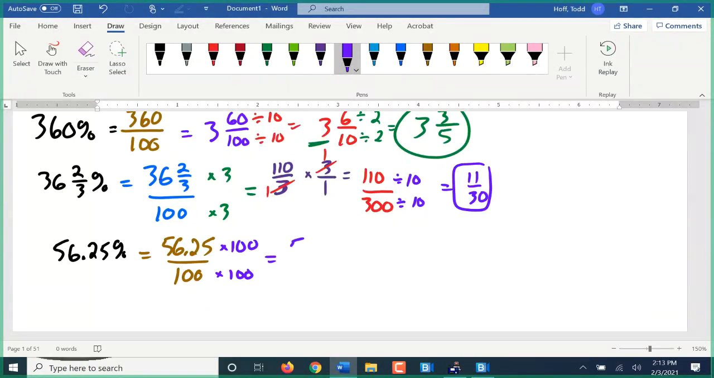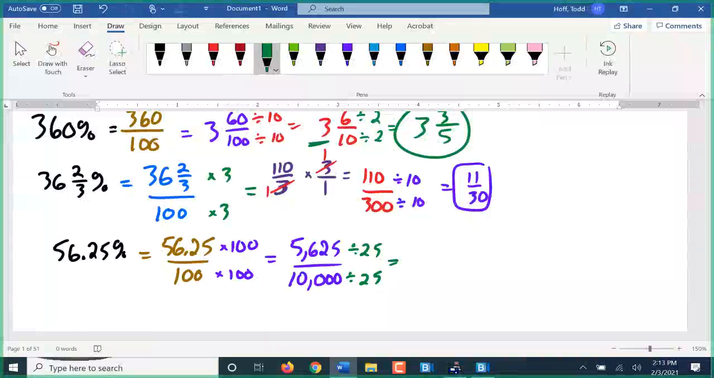56.25 times 100 is 5,625. 100 times 100 is 10,000. Now we have some ginormous numbers here that we're going to have to reduce. What can both of those be divided by? I see 5, but I can see 25 also. Give us a little bit of time. 5,625 divided by 25 is 225.